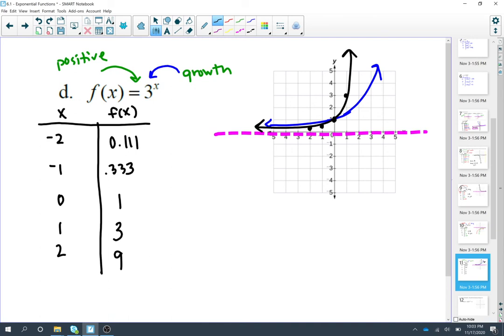Okay, so same idea. Domain, all real numbers, goes the whole way left, goes the whole way right. Range, he is above the x-axis, so y is greater than 0.